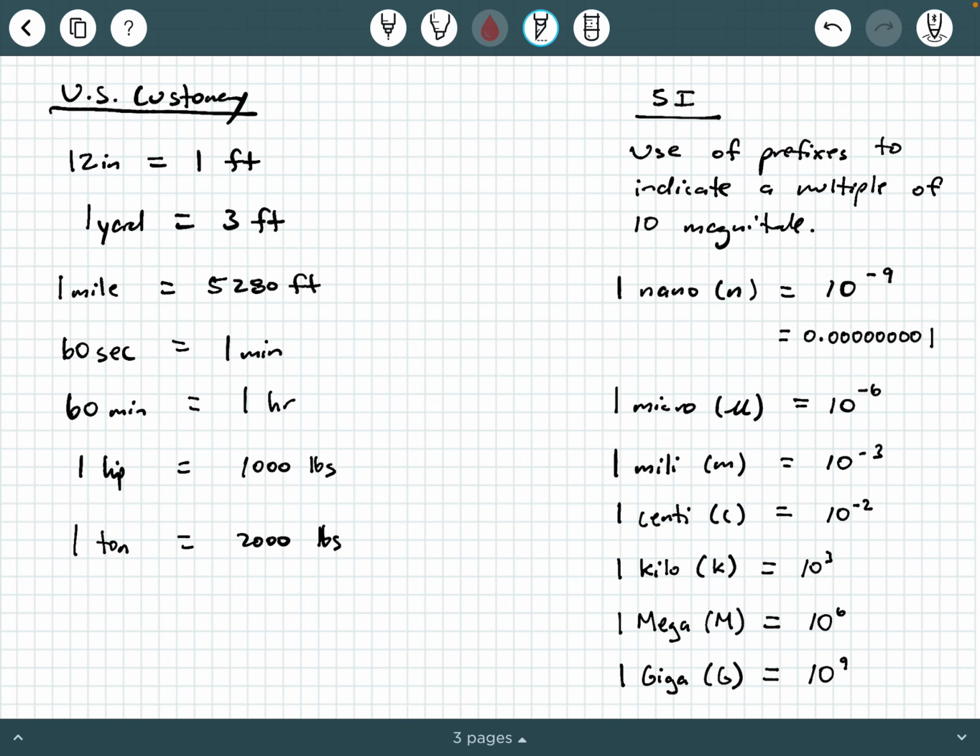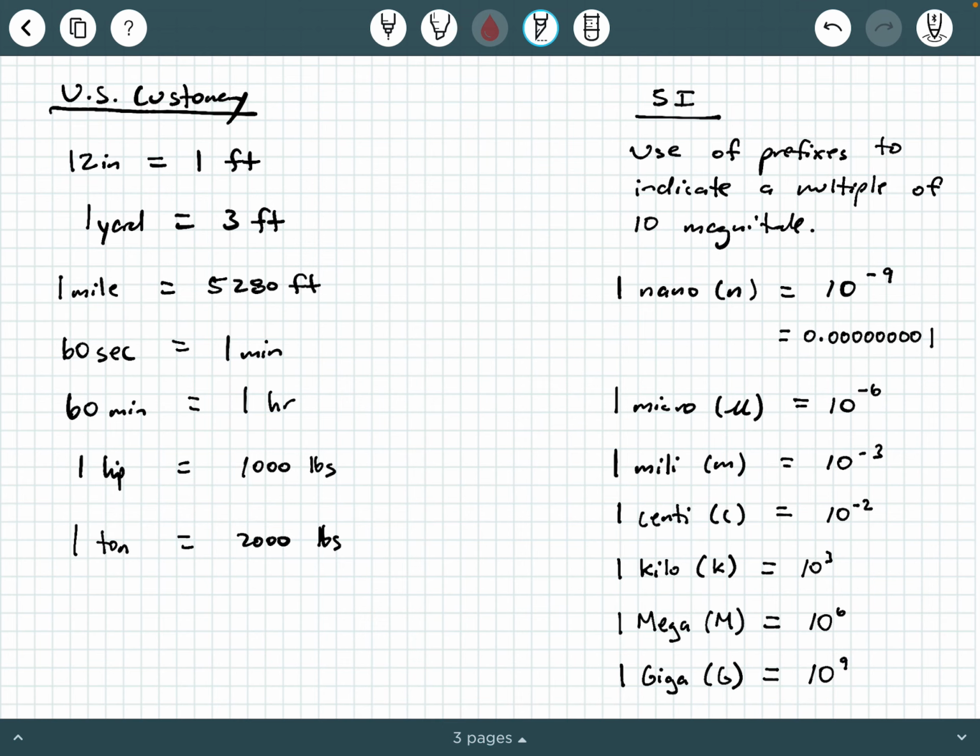And then going bigger, if you have a lot of something and you want to use a prefix to represent bigger numbers, we have the prefix kilo, which means times 10 to the positive 3, not minus 3. So that's 1,000, right? A kilo is 1,000 somethings. A mega is times 10 to the positive 6. So that's 1,000,000 somethings.